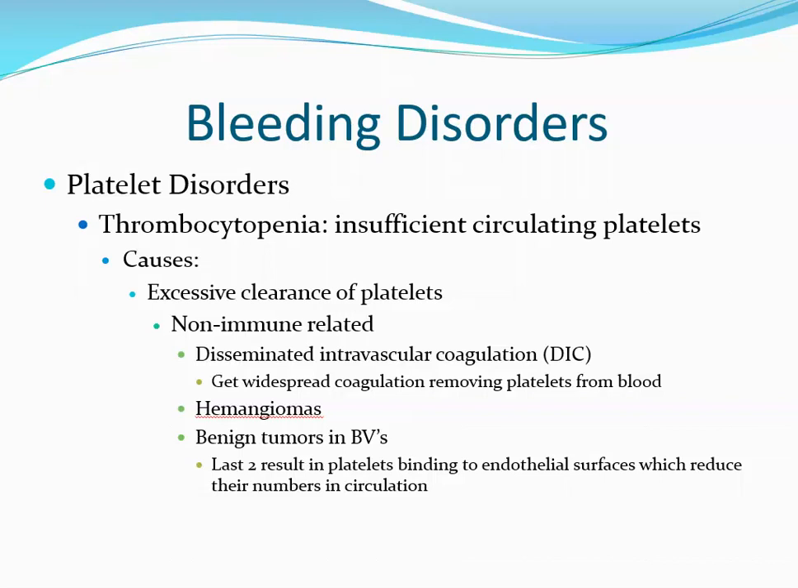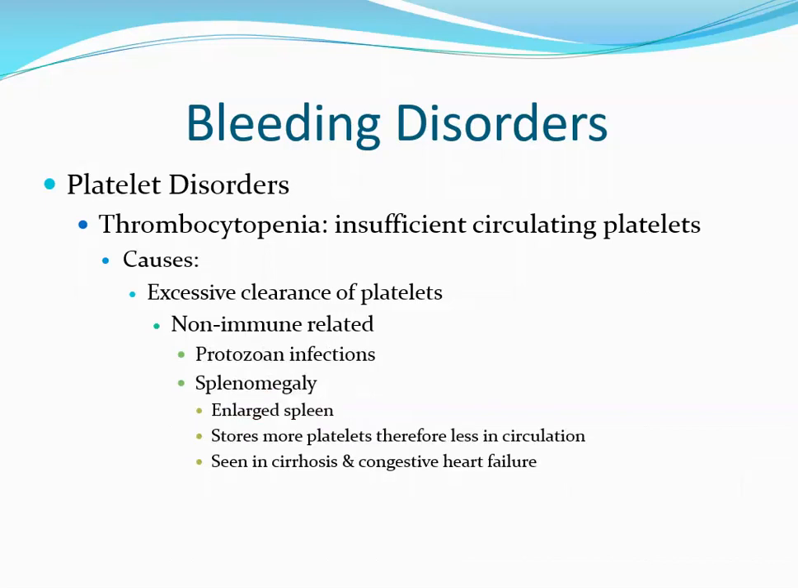Platelets can also be destroyed by non-immune mechanisms. An example is disseminated intravascular coagulation. This causes widespread systemic coagulation and again removes the platelets from the blood. So now the platelets are involved in these random clots, and when we need them, there aren't enough available. Hemangiomas and benign tumors in the blood vessel also result in platelets binding to the epithelial surface, ultimately reducing their numbers in the blood.